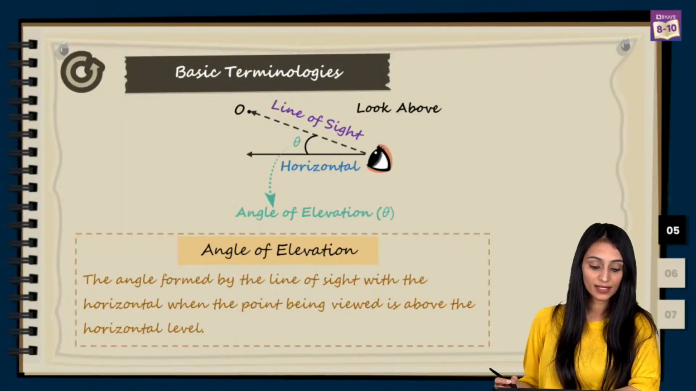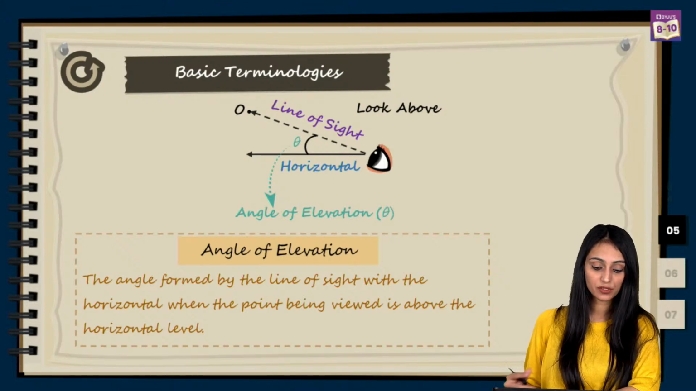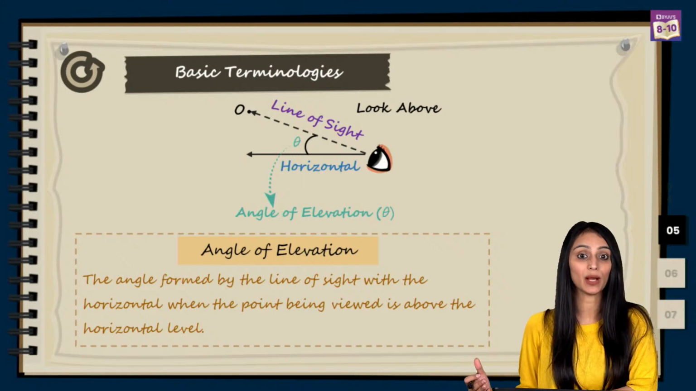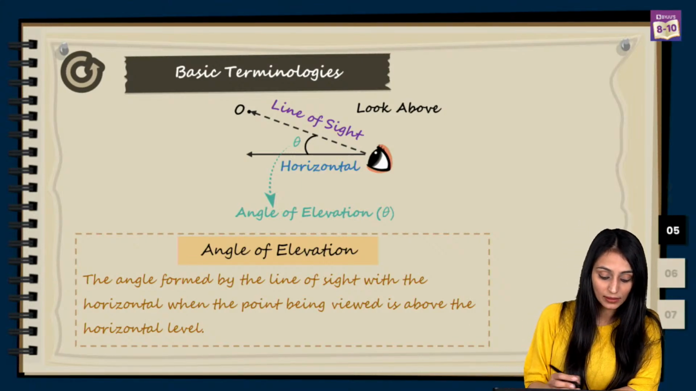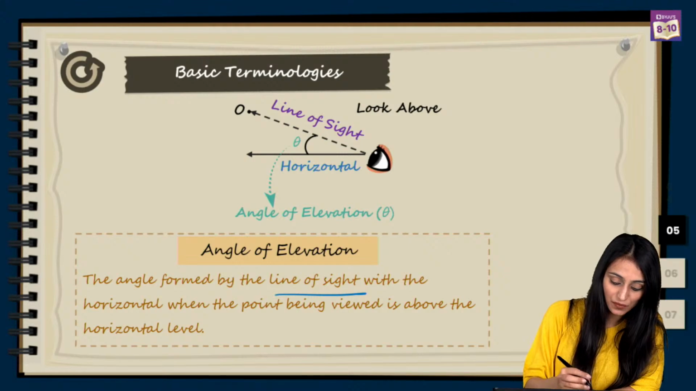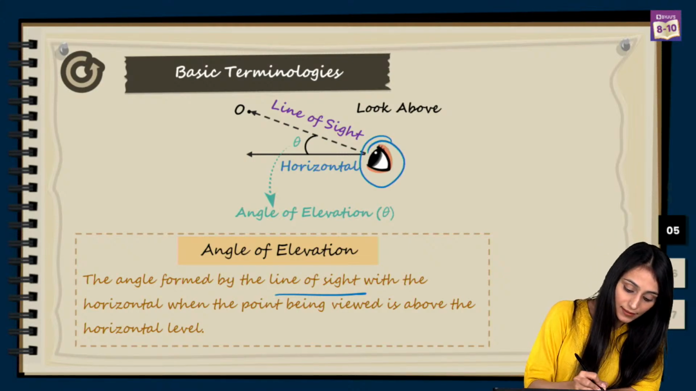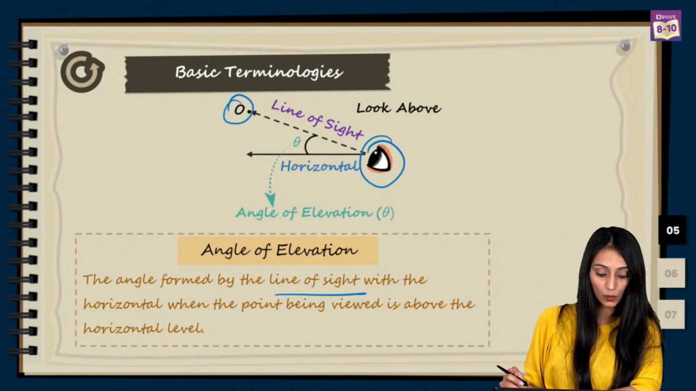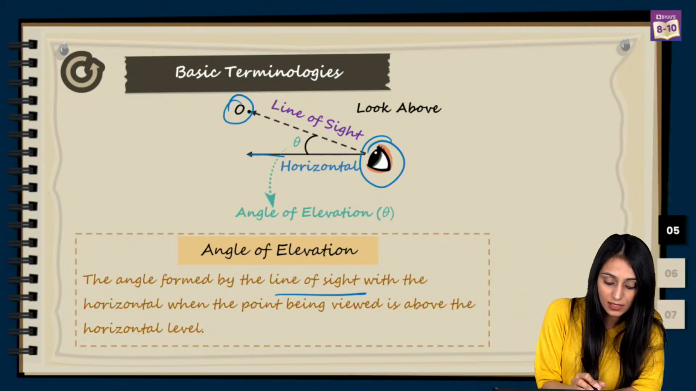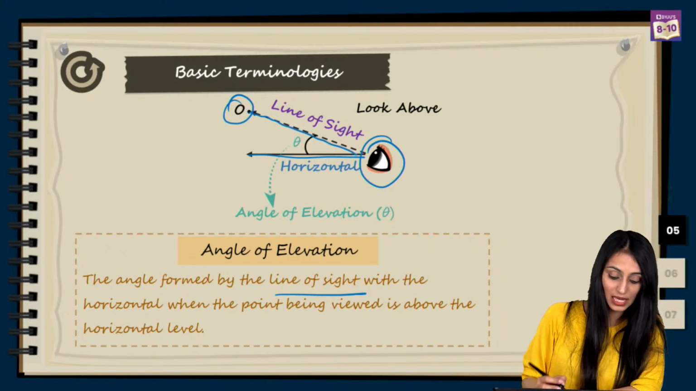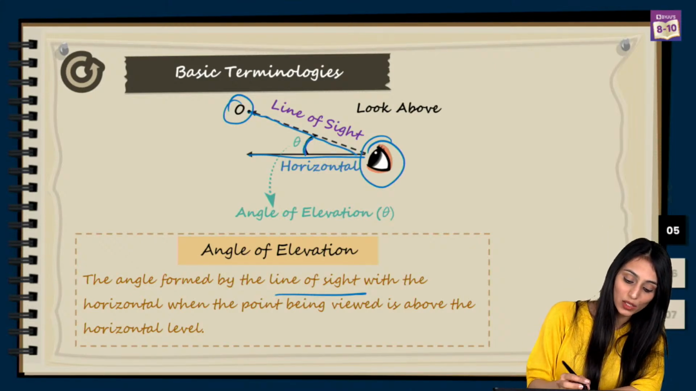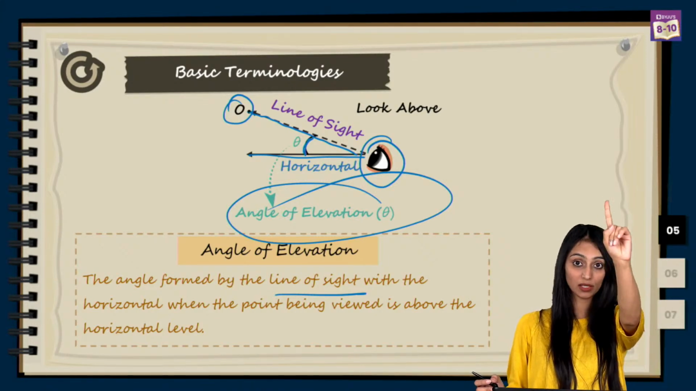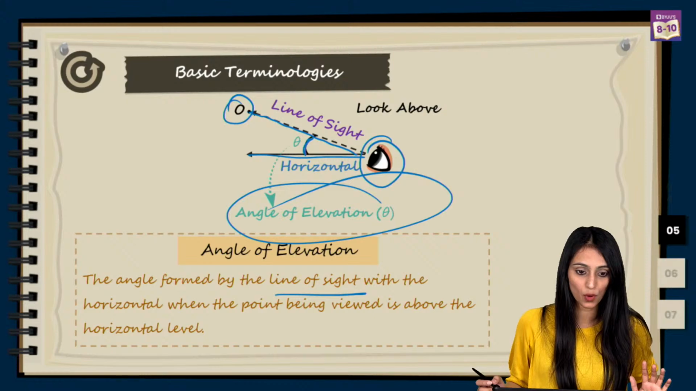Alright, let's move ahead. Next we have angle of elevation. These are the basic terminologies that you would come across when you solve questions related to applications of trigonometry. Here, the angle is formed by the line of sight between the observer and the object. The observer is looking up, viewing an object which is above the horizontal level. This is the horizontal level and this is the line of sight. So whenever the observer is looking above the horizontal level, the angle of elevation is formed.